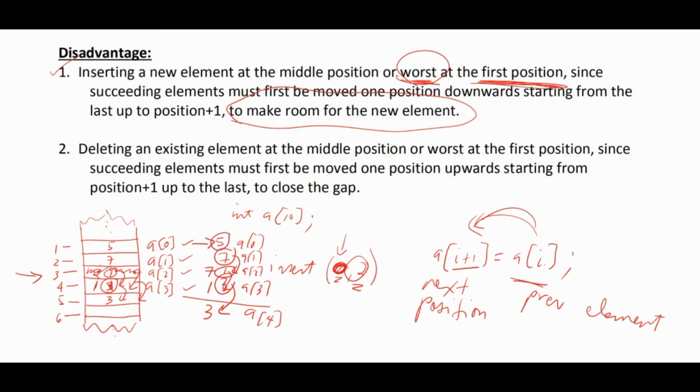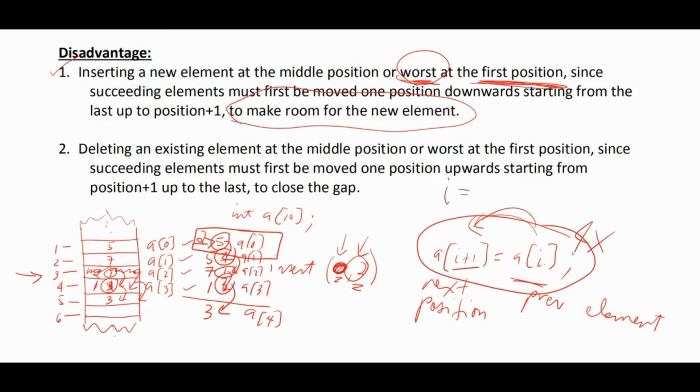And then lastly, you move 5 to this position. So this becomes 5. And after that, this memory location would be free for the new element 2 to be inserted. So that's the time we insert 2. So this statement is executed how many times? It's 4 times, right? This is executed 4 times.